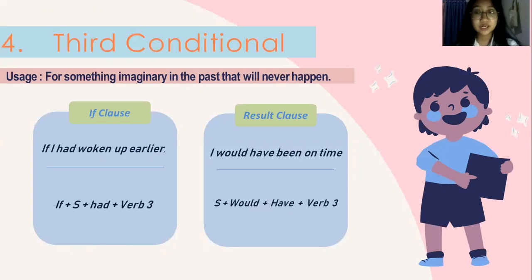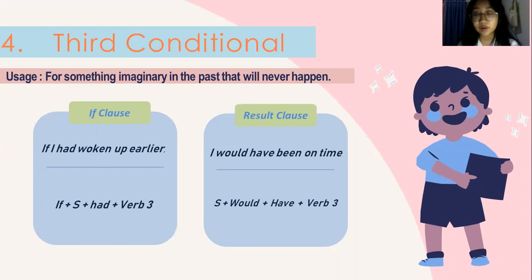If we can conclude from this sentence that this person, the I here, did not wake up earlier, and the person was late. That was the reality. The reality is the person here did not wake up earlier, and the person here was late. So it is only an expression of regret. If I had woken up earlier, I would have been on time.